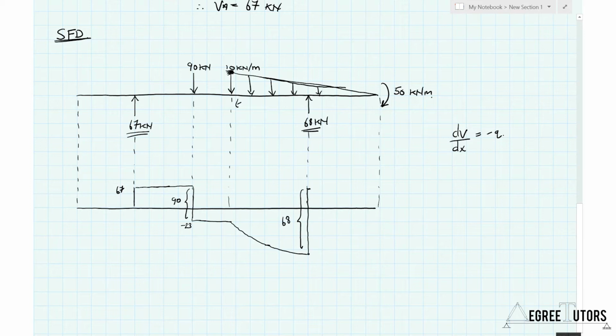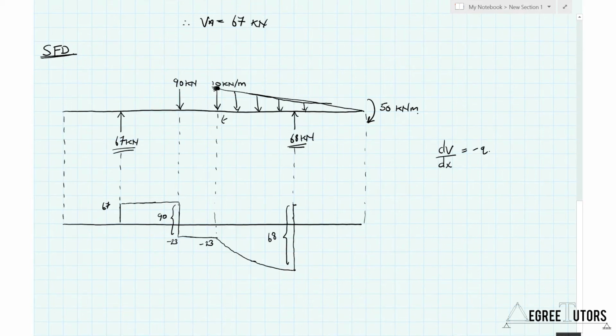Okay, so in order to work out what this value up here is, we need to know what the value down here is. So I need to take a shear force value of minus 23 at this point, and I need to take away the magnitude of loading equal to the area under this part of the loading diagram.